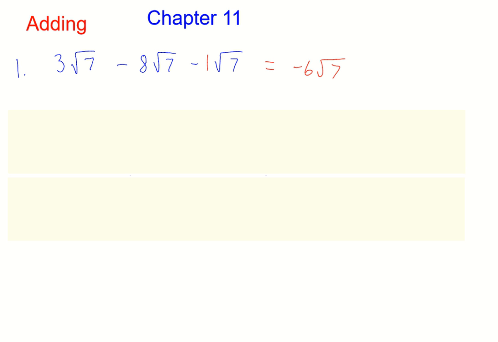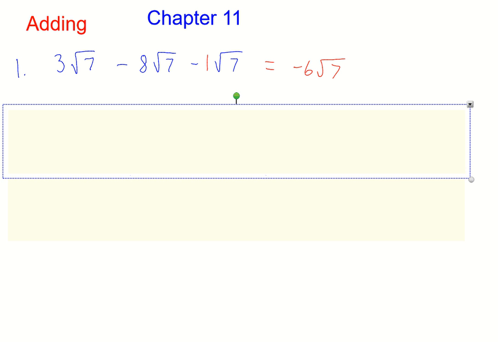How many got that one correct? All right, that's too easy of a problem to miss. Remember, adding, you got to have like radicals. Same index, same radicands, just like adding like terms.